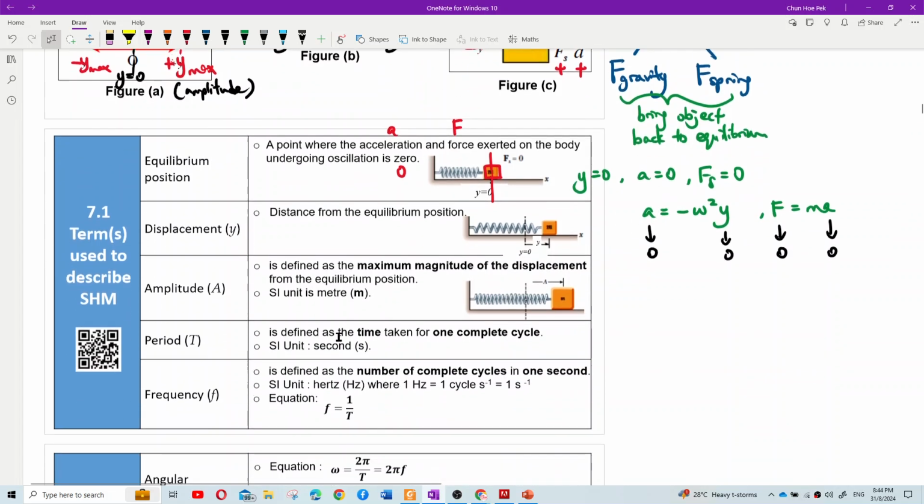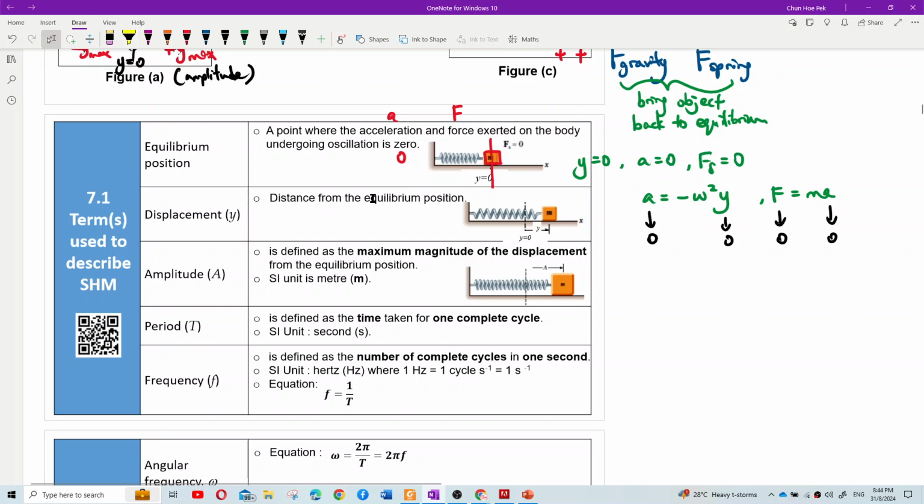Okay. So displacement is how far from the equilibrium. That is the displacement. How far from the equilibrium. If you are at the equilibrium, it means displacement zero. Okay. So amplitude means the maximum displacement. Amplitude means what? Maximum y, maximum displacement. The unit is meter. Period is the time for one cycle, and the unit is second. Frequency is the number of oscillations in 1 second.